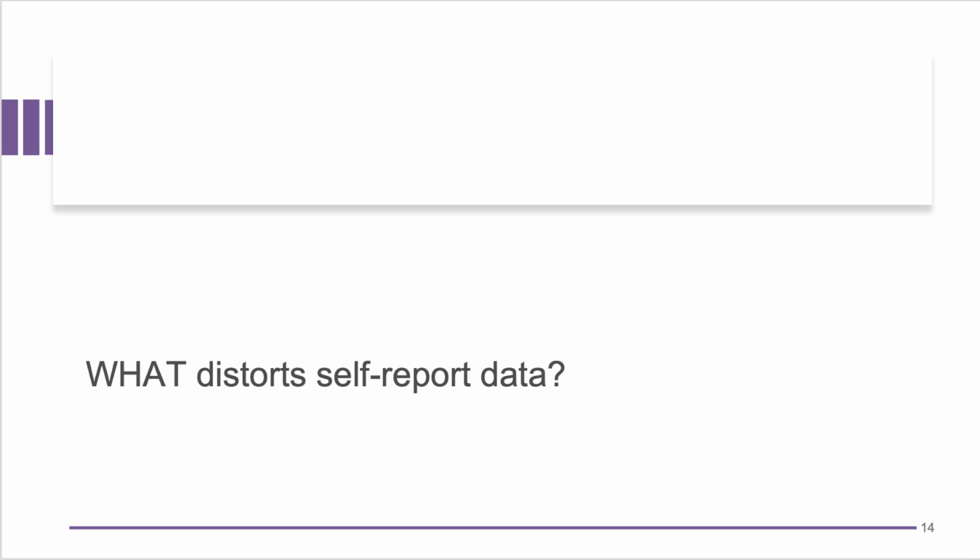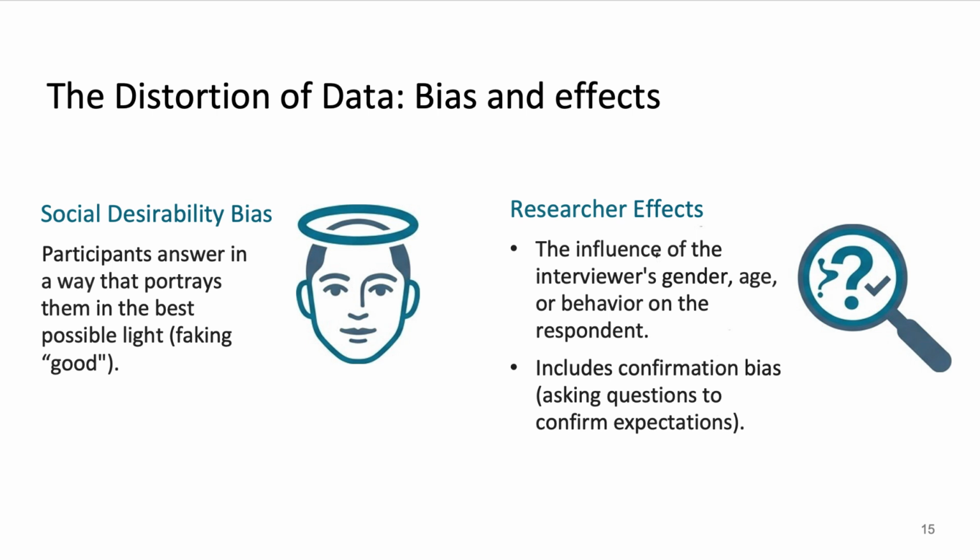This brings us to a major challenge in self-reporting: what distorts our data? So, two of the most common distortions are social desirability bias. This is when participants fake good: they answer in a way that portrays them in the best possible light rather than being honest. Then there is the researcher effect.